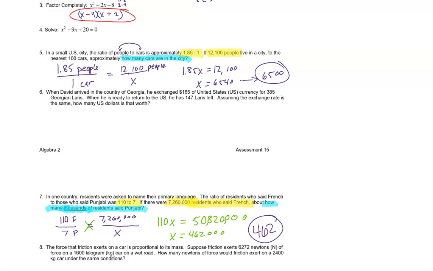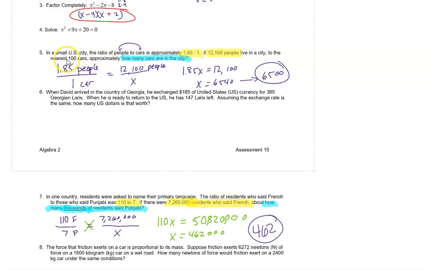So they gave me the ratio of 1.85 to 1, which they told me prior to that is people to cars. So I have 1.85 people, 1 car. There's my ratio. The only bit of information they gave me was there's 12,100 people. So again, people equals people. I'm keeping like things together here because I'm creating a proportion. Approximately, which means we're not going to get the exact answer.